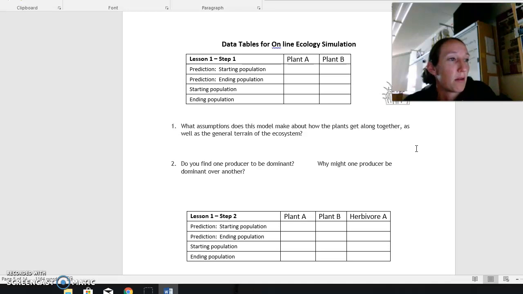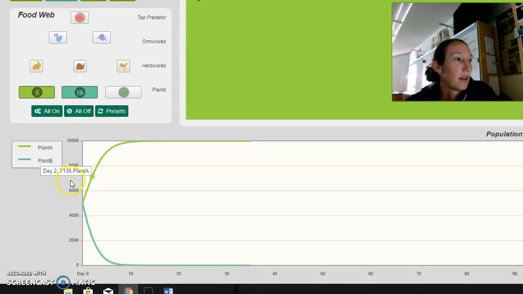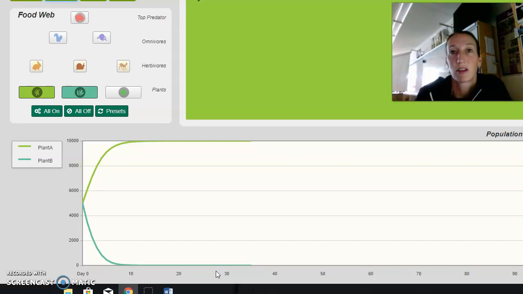What assumptions does this model make about how the plants get along together, as well as the general terrain of the ecosystem? So knowing what happened here, that one plant dominated over the other, it suggests they probably didn't get along very well. They probably have different requirements. When it comes to the terrain, the fact that plant A was so successful lets you believe that there were a lot of good nutrients in that ecosystem for plant A to flourish. Where plant B, maybe the nutrients, the amount or what was in it, wasn't sustainable or wasn't enough for plant B to stay alive. And so it could show that the ecosystem definitely favored plant A more than plant B.